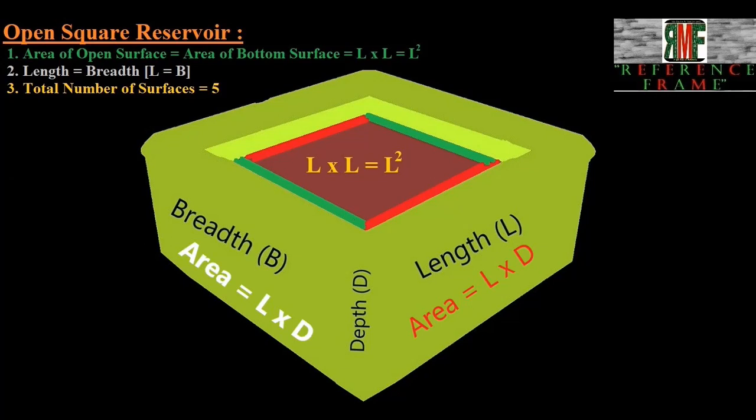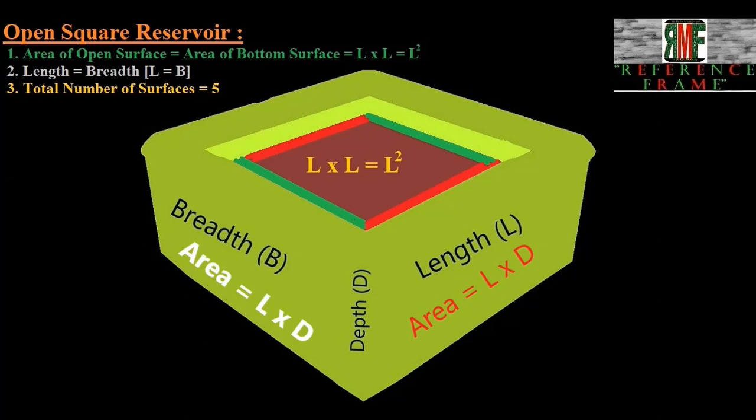That means it has no cover, and it has 5 other surfaces. So look, the surface along the length has an area L into D, and the surface along the breadth also has the area L into D. Why L into D? Because length and breadth are the same, so instead of B into D we just write L into D. Using this we're going to solve the following problems from your textbook.